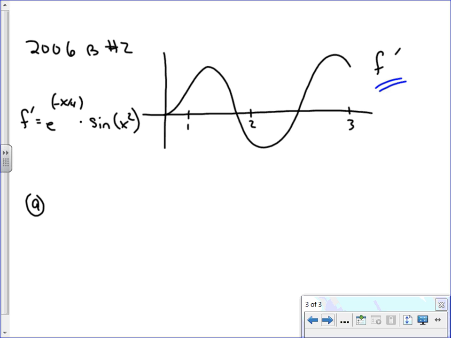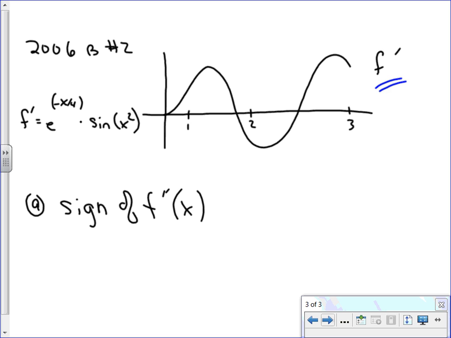Determine whether the graph is concave up or concave down or neither with 1.7 and 1.9. Actually, we don't need our calculator for this one. You'll look at the graph. How do you determine if F is concave up or concave down? F double prime. Yes, the sign of F double prime. That's what I need. Okay, a point of inflection is where it changes sign.